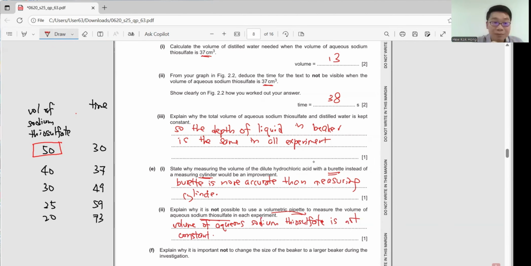Here, it keeps changing from 50, 40, 30, 25 to 20. That's why we have to use a burette.